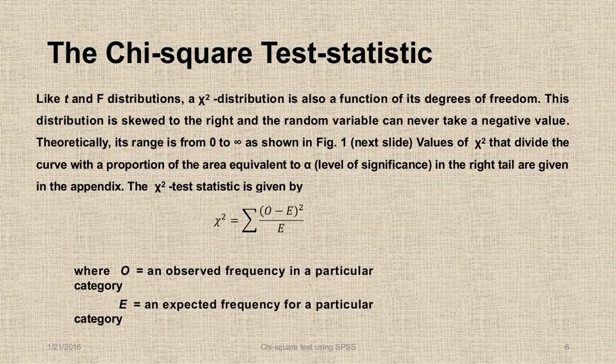Now the test statistic used in the chi-square distribution. We know that in any statistical test we must use a test statistic, be it a t distribution, F, z or any other distribution. The chi-square test statistic is given by the observed frequency in a particular category minus the expected frequency in that category, take the square, divide by the expected frequency, and take the summation.